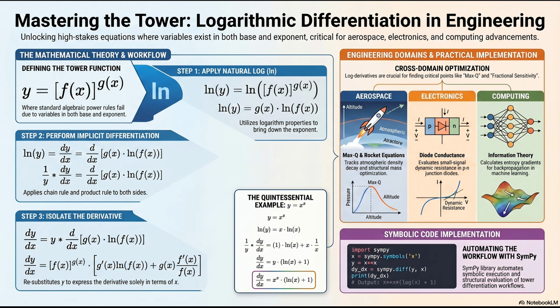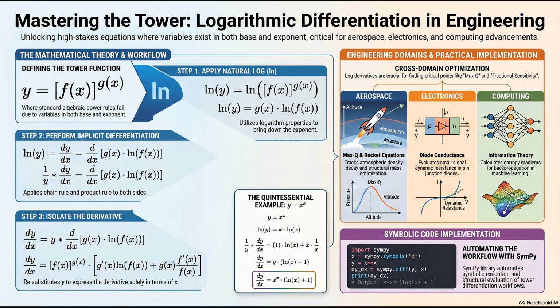Standard calculus failed, so we used the grappling hook. We applied a natural logarithm to mathematically pull the exponent down to the ground floor, which allowed us to actually find its rate of change. And from there, we saw how that one single mathematical trick ripples through the modern world. We saw how aerospace engineers use it to pinpoint max Q, the exact millisecond of maximum drag on a rocket tearing through an exponentially decaying atmosphere.